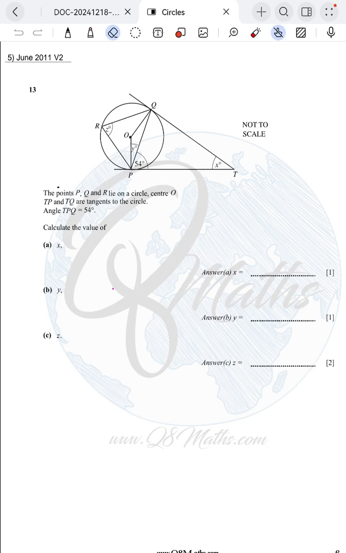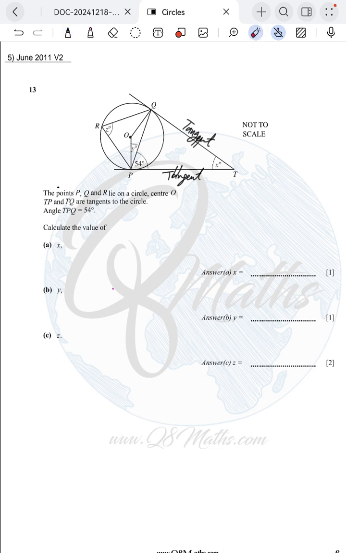Question 5, June 2011. You are asked to find angles X, Y, and Z. If you look at this part here, it's a tangent, and TQ also is a tangent. So this is a tangent. Even this one is a tangent. When two tangents are drawn to a circle from a point outside it, they're supposed to be equal.